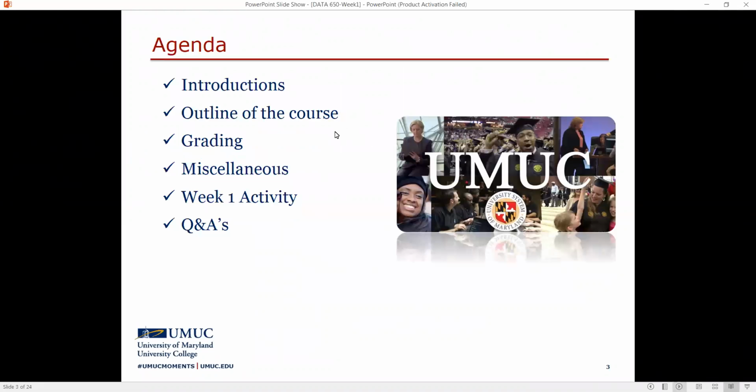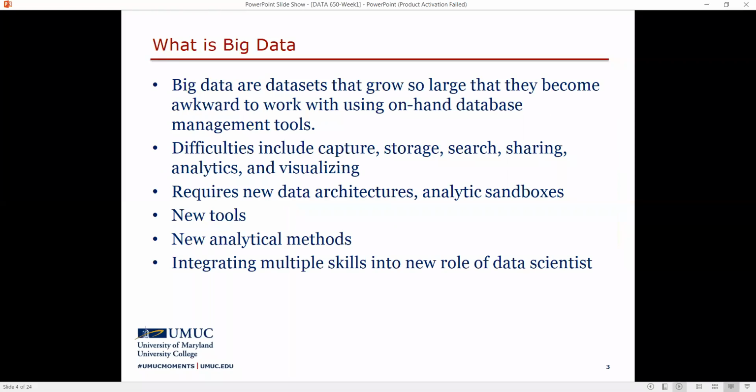So we continue with the plan today. The agenda is quite ambitious. We are going to outline quickly the course content, and most importantly, the grading, some miscellaneous issues, and the week 1 activity just to introduce you to big data, and of course Q&A, which is the main reason you are here. It is not just to listen to what we are going to say, but you can pose your question immediately in real time and get them answered.